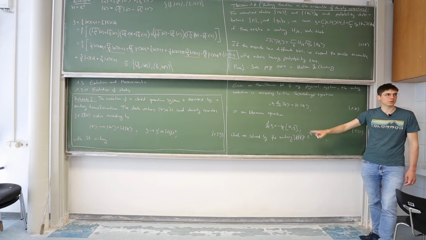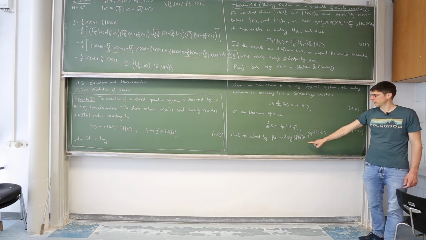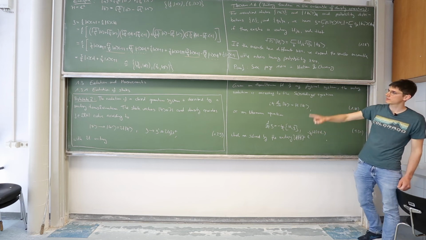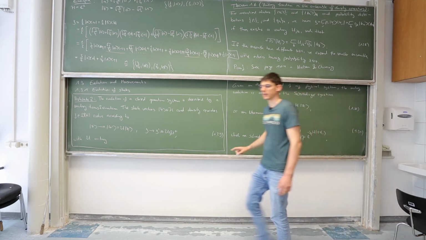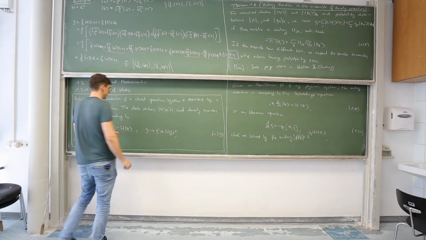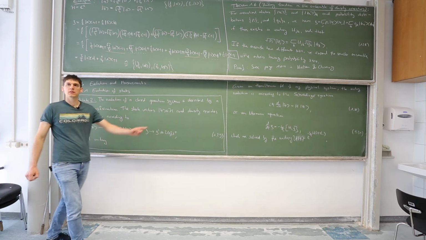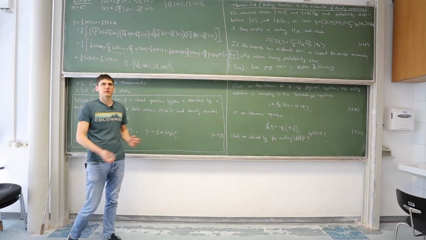If you solve these differential equations, you're going to see that it is solved by this unitary, and that this exactly describes that the states in a closed quantum system evolve unitarily. In this lecture, we are not caring about Hamiltonians, so the only thing that we have to think about is unitaries.